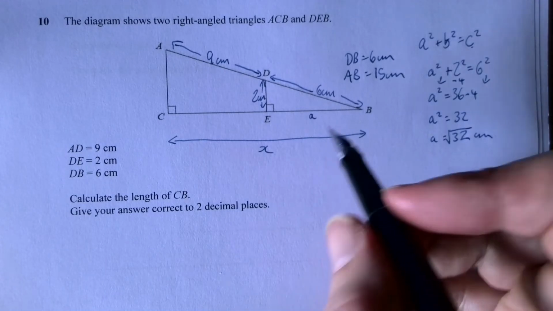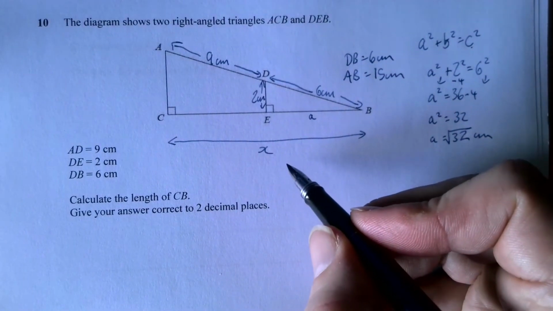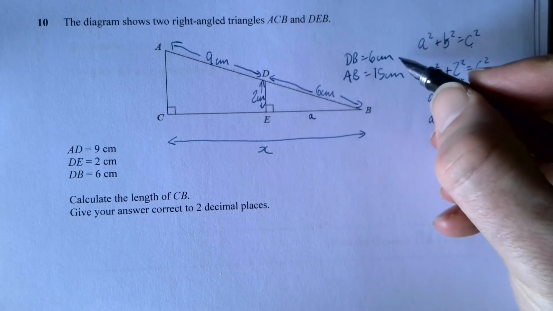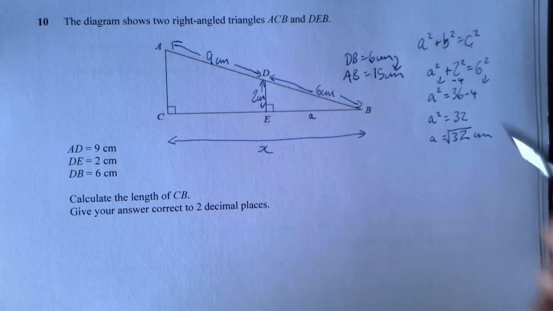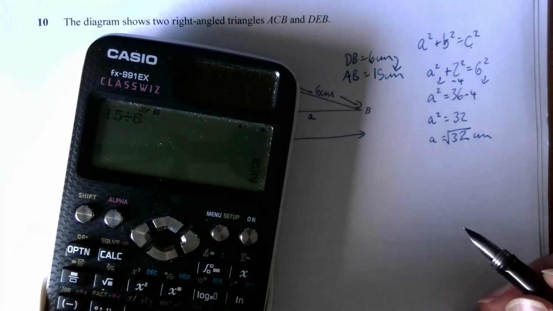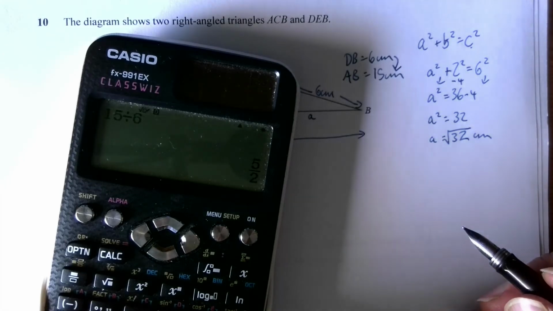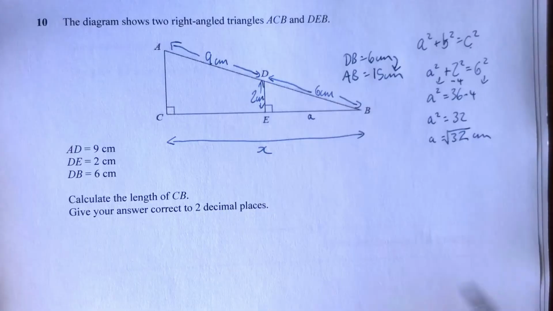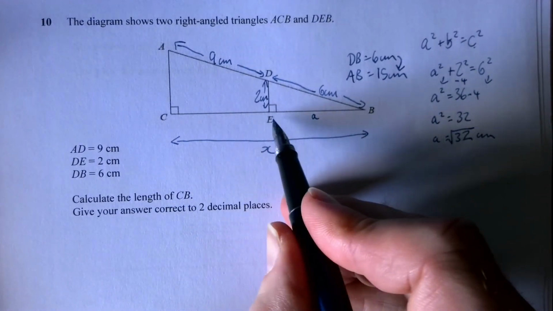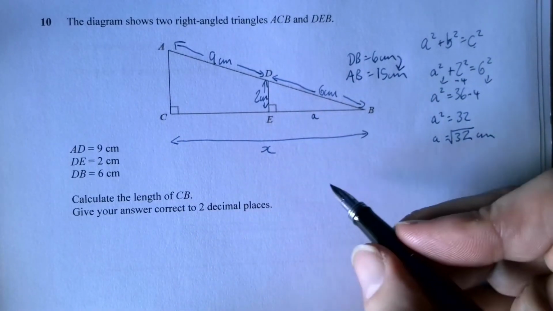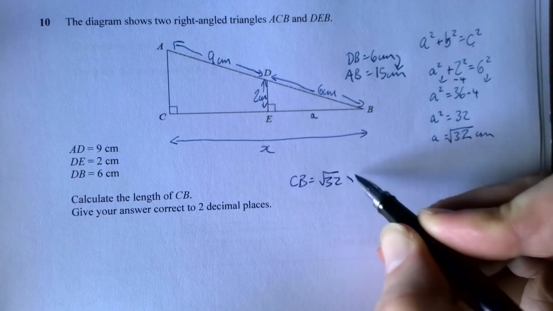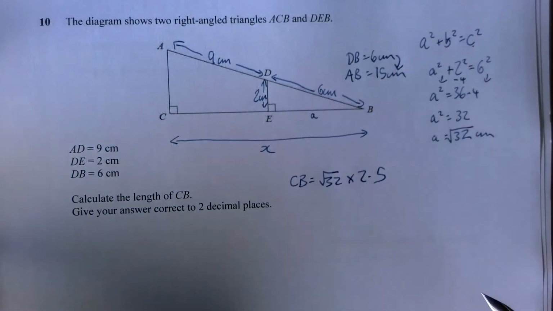I'm now going to think about DB is 6 centimetres and AB is 15 centimetres, and I'm thinking, how many 6's make 15? Well, it's 2.5. If you're not sure, just do 15 divided by 6 and always check just in case. Yeah, 5 over 2, 2.5. So that means that AB, my x, is going to be 2.5 times that. So CB is going to equal root 32 times 2.5. I've got 3 marks now.